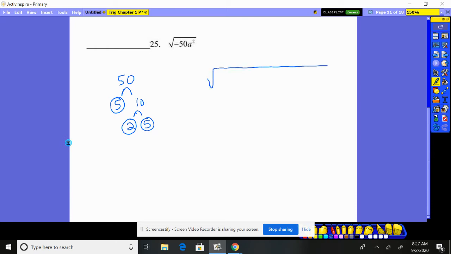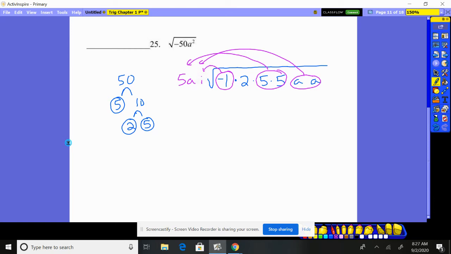So this right here, remember it's a -50, so we have a -1. I have a 2, I have a 5, I have a 5. I then have an A and an A. All we're doing is looking for pairs. Okay. 2 doesn't have a pair, so he's going to stay inside. 5 has a pair, so he's going to come out. A's have a pair, so they're going to come out. You do need to bring that -1 out as the imaginary number. So I have 5AI. Who's left behind? Just a 2. And there we have 25.